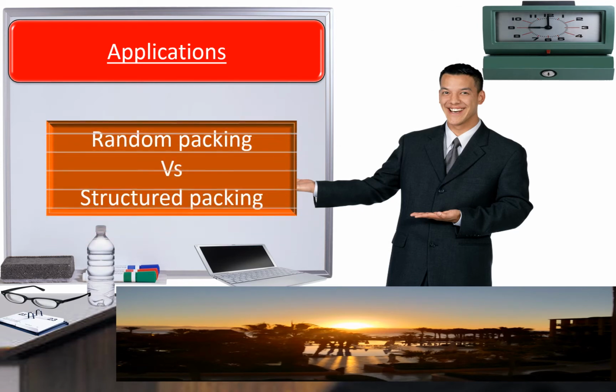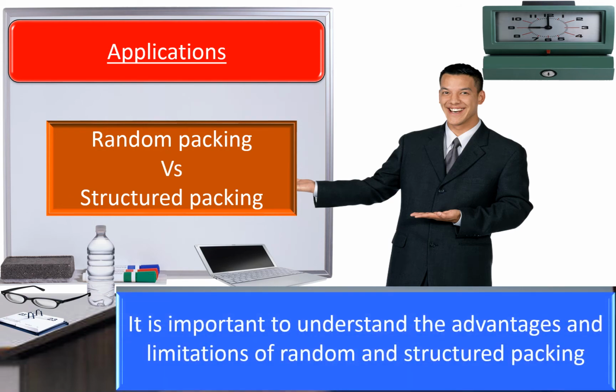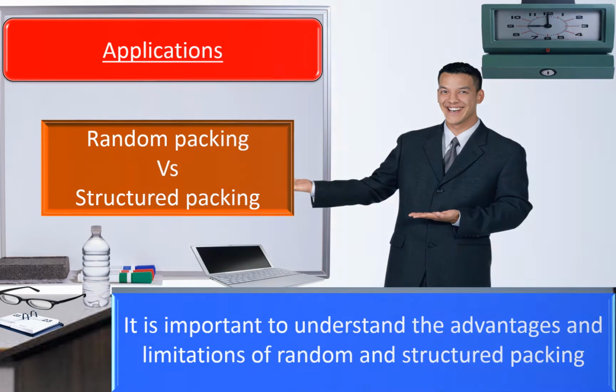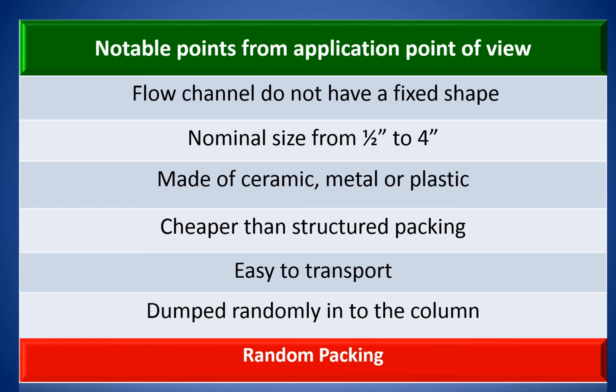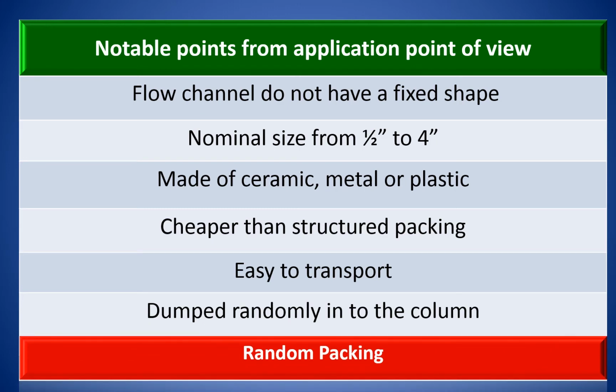Random packing versus structured packing. It is important to understand the advantages and limitations of random and structured packing. Notable points of random packing from application point of view. Random packing have flow channels which do not have fixed shape. They vary in nominal size from half an inch to 4 inches, made of ceramic, metal or plastic. They are cheaper than structured packing. They are easy to transport. They are dumped randomly from the top into the column.